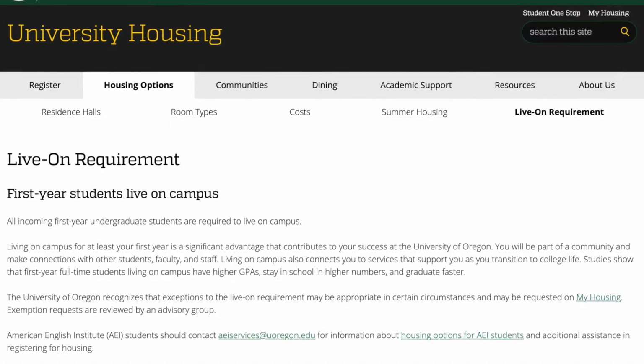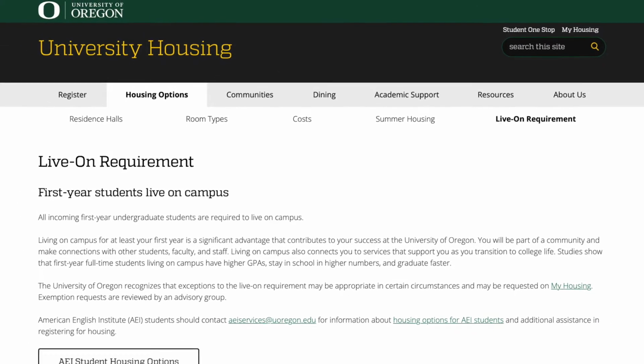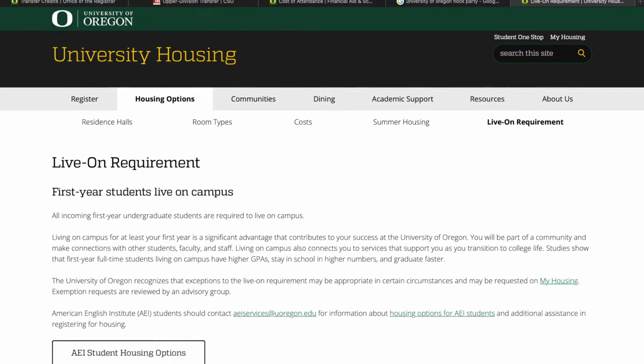As of 2021, there is a live-on requirement for true freshmen coming out of high school. What this means is that as a true freshman, you are obligated. It's not an ask, it's not a we'd like you to. You are obligated to live in the dorms for your first year at the University of Oregon. As a transfer student coming in as either a sophomore or a junior, you do not have that same live-on requirement.